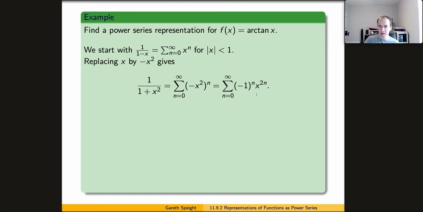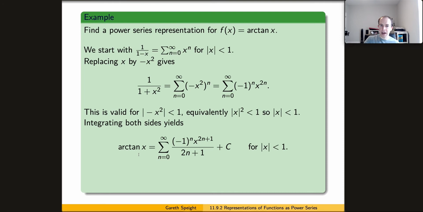And then we integrate both sides. On the left, we get arctan x, which is the integral of 1 over 1 plus x squared. On the right, we just have to integrate term by term. So we have the sum of negative 1 to the n. We integrate x to the 2n, we get x to the 2n plus 1 divided by 2n plus 1. And then since we're doing indefinite integrals or finding antiderivatives, which is the same thing, we have to add this plus c, a constant.